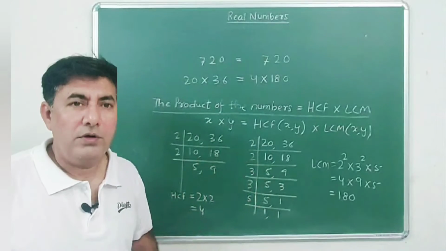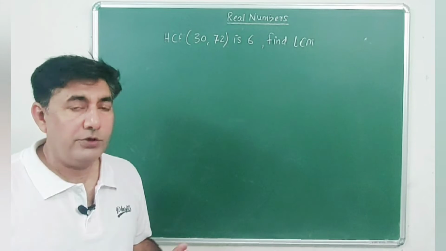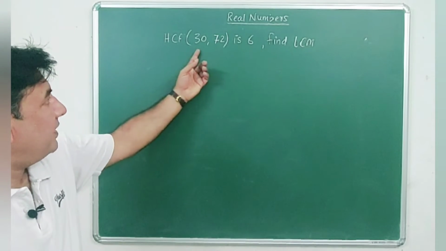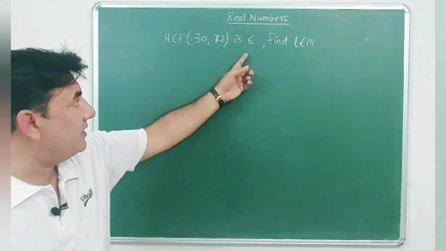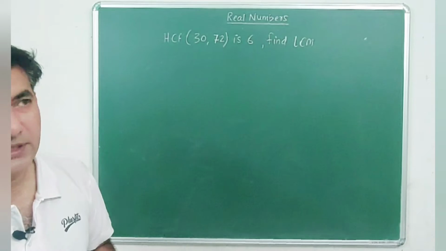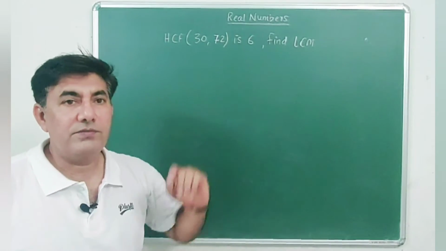Okay friends, let's take one more example from HCF and LCM. You might get a question like this. HCF of 30 and 72 is 6. Find the LCM of these numbers, right? So these are the two numbers. HCF is given and you have to find the LCM.